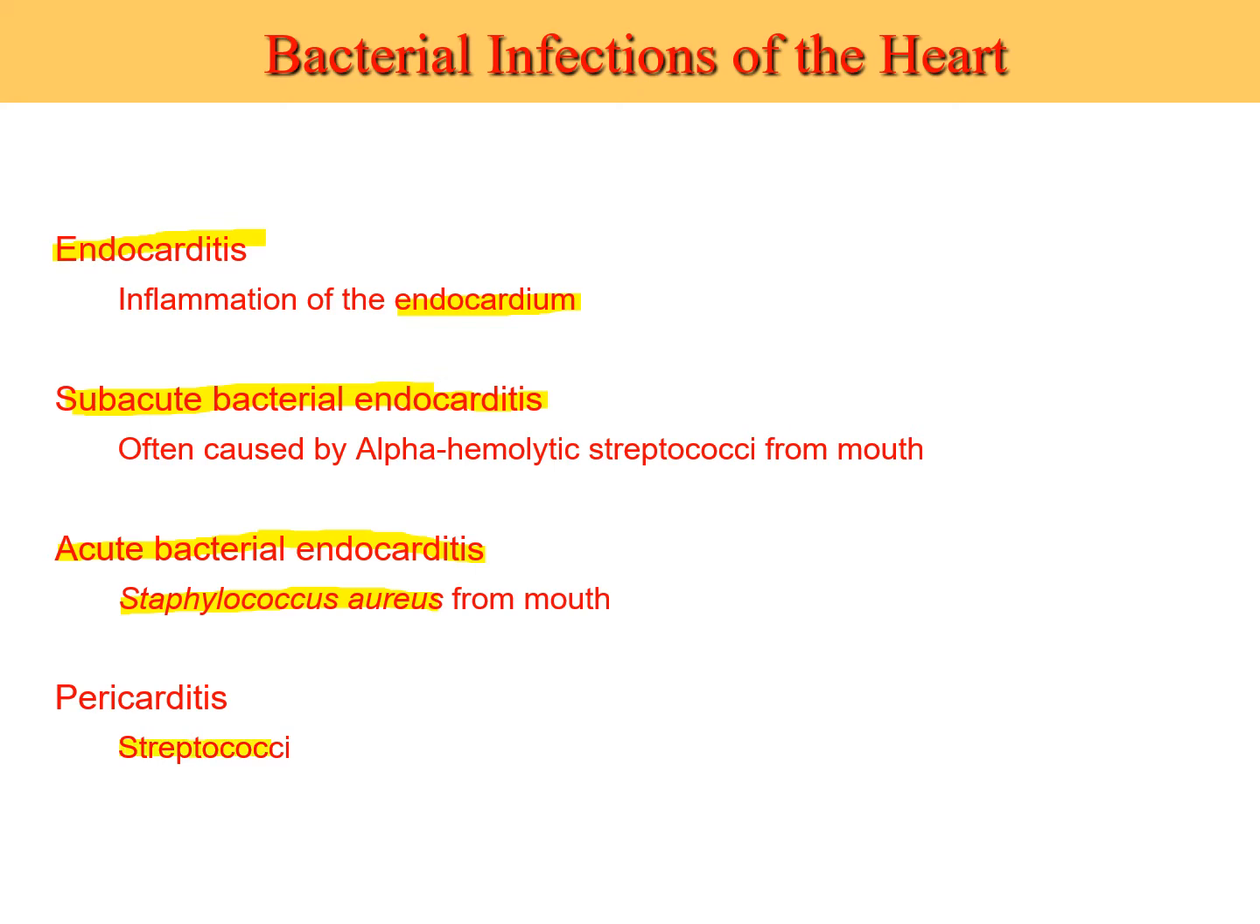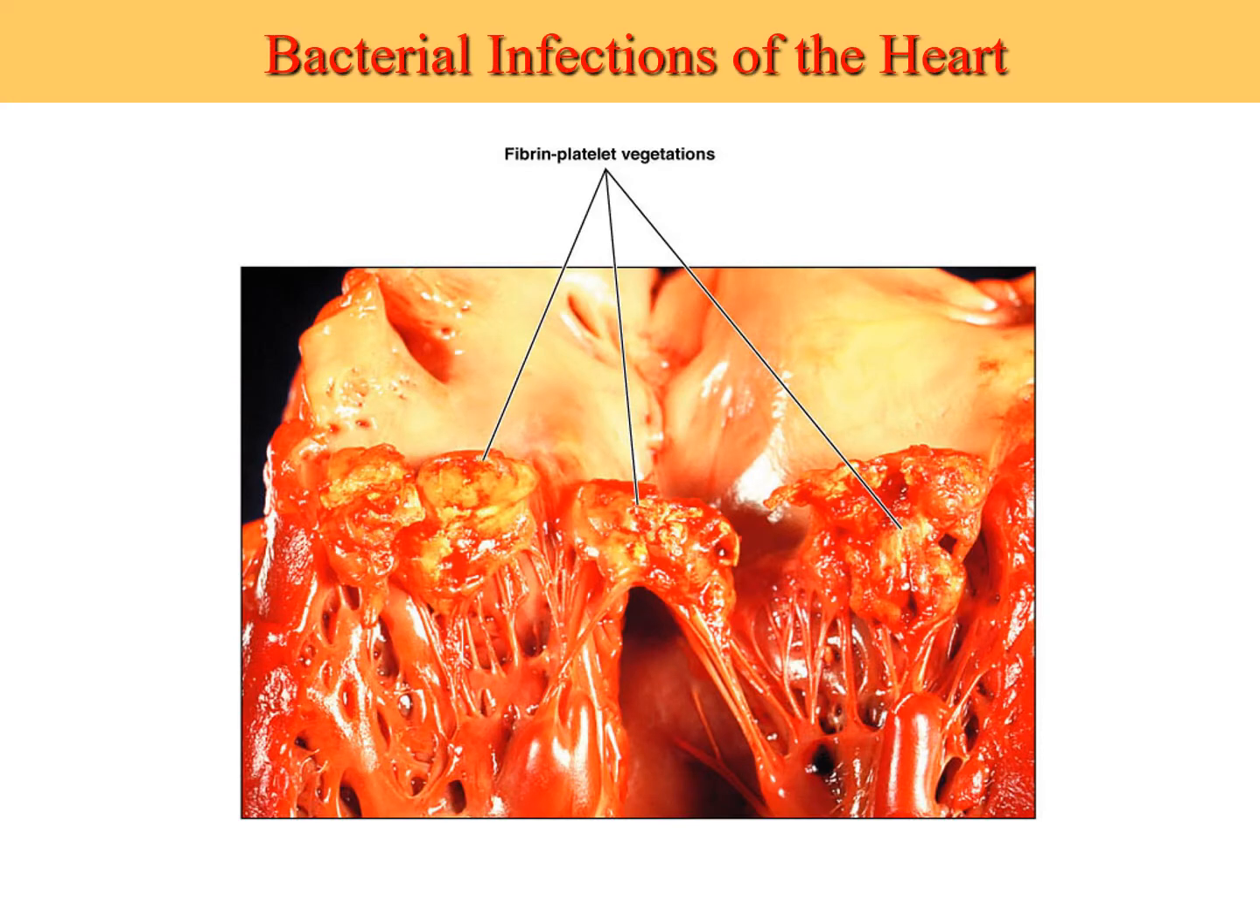Pericarditis often is associated with streptococcal infections. Now, with bacterial infections of the heart, the problem often is that you get clot formation, fibrin and platelet deposition on the valves, and that's what you see in this photograph. You see here a papillary muscle. These are chordae tendineae leading up to a valve, which is completely encrusted with fibrin strands and platelets.